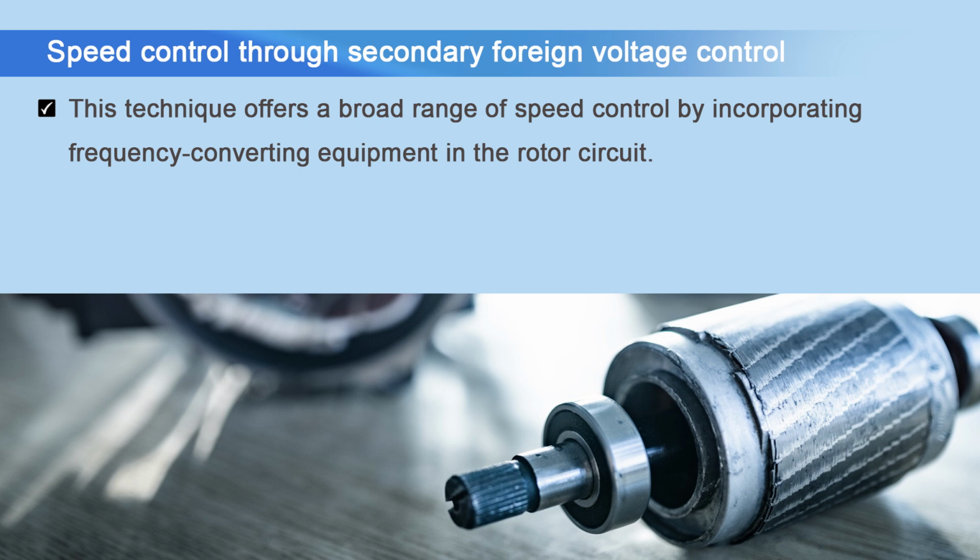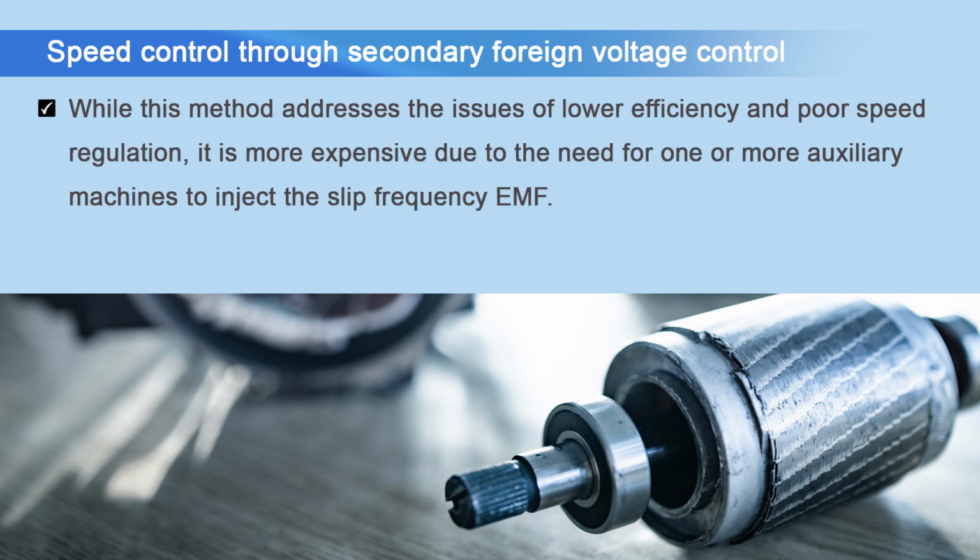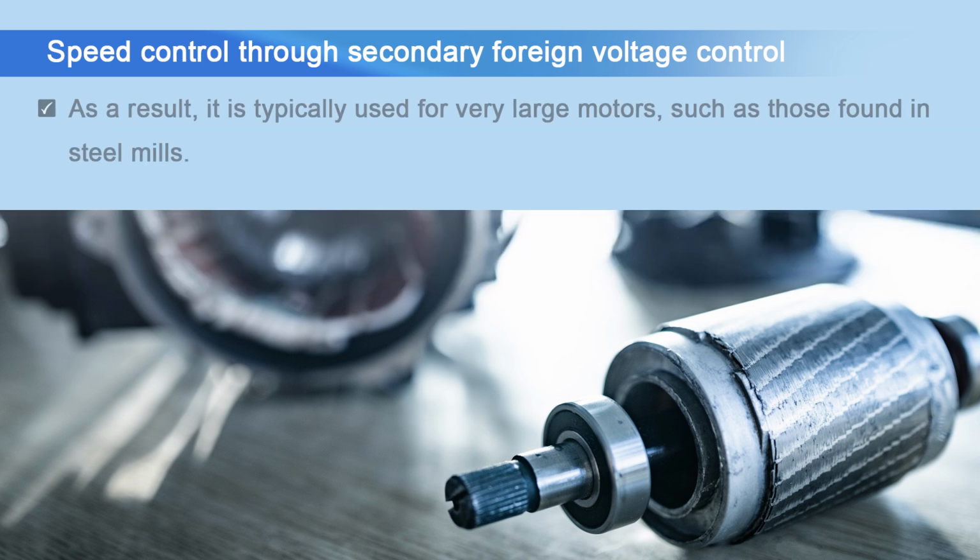While this method addresses the issue of lower efficiency and poor speed regulation, it is more expensive due to the need of one or more auxiliary machines to inject the slip frequency EMF. As a result, this is typically used in very large motors such as those found in steel mills.